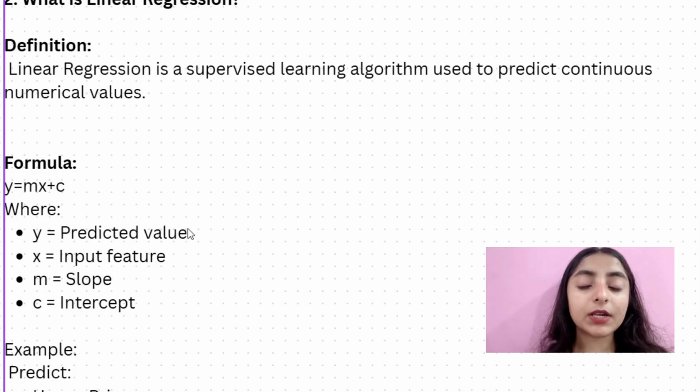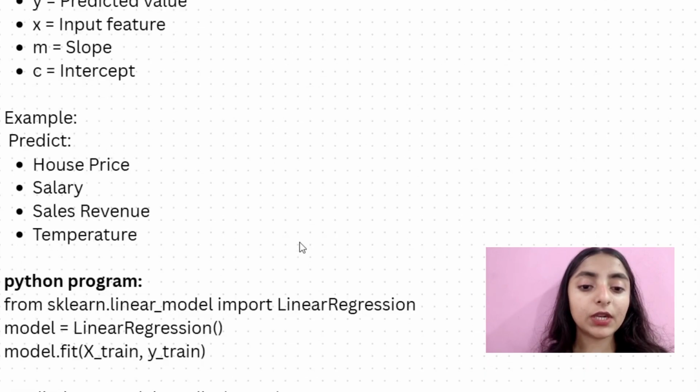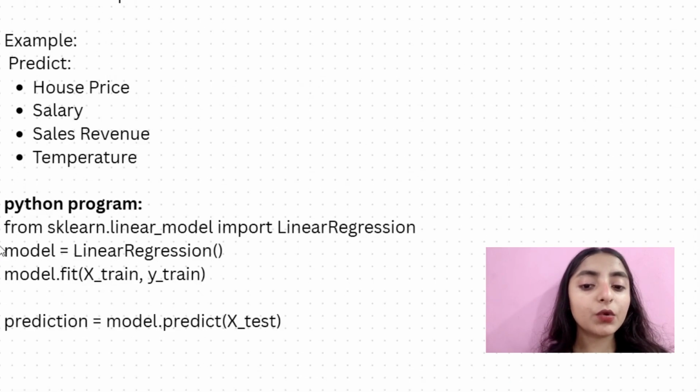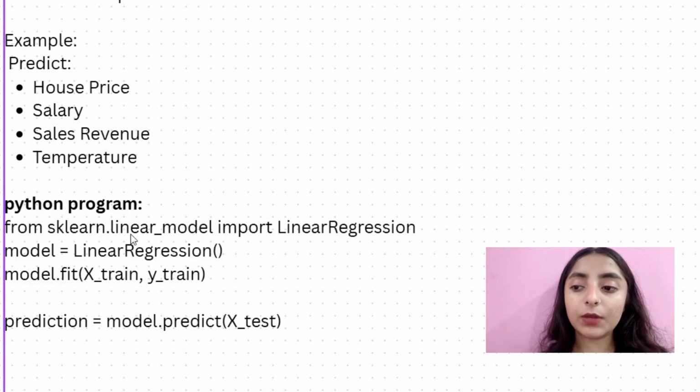So the equation comes like y = mx + c, where y is the predicted value, x is the input feature, m is the slope, and c is the intercept. We also saw one example: as house size increases, prices also increase. Like that, we can find the relationship to predict values for new data. So this is all about linear regression.